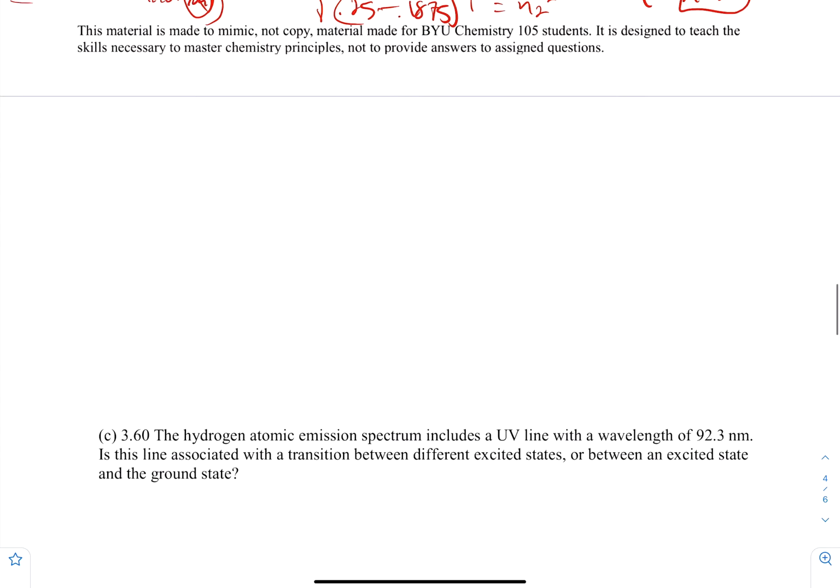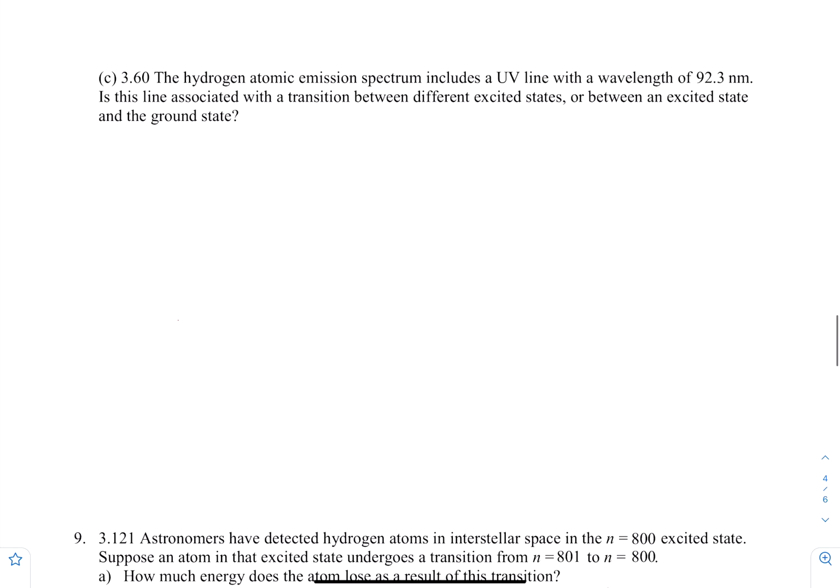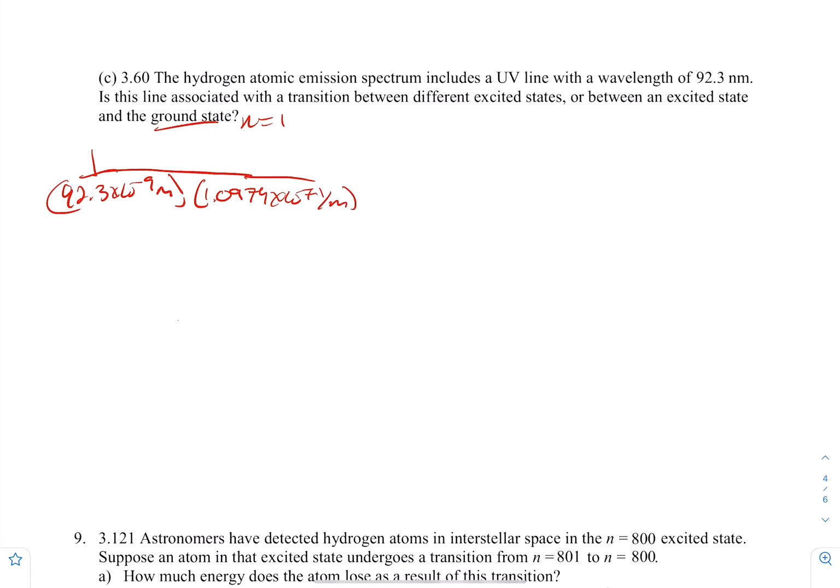So let's use it again here. It says, the hydrogen atomic emission spectrum includes the UV line with a wavelength of 92.3 nanometers. Is this line associated with a transition between different excited states or between an excited and the ground state? Ground state just means it's going to be n equals 1. So let's plug it in. 1 over 92.3 times 10 to the negative ninth meters, times the Rydberg constant, 1.0974 times 10 to the 7th, 1 over meters, so my meters are going to cancel, is equal to 1 over n1 squared minus 1 over n2 squared.